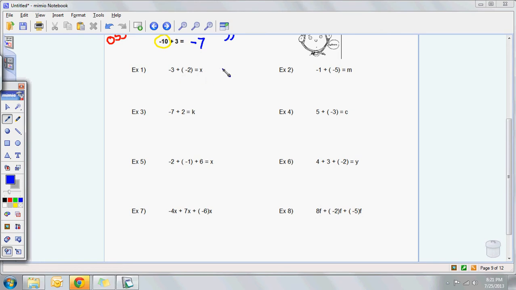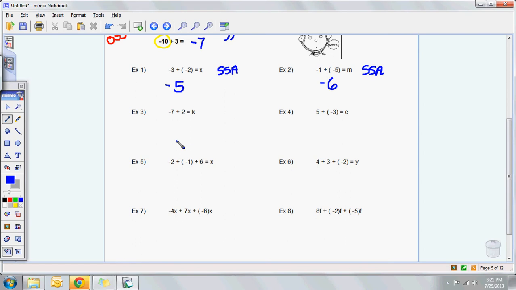So I have same signs here. So I know I have same sign add. So I'm going to add them up. They're both negative, so my answer is negative. Easy enough. All right, this one here, I have negative 1 plus a negative 5. Again, same sign, so same sign add. So I'm going to add them up and make it negative.